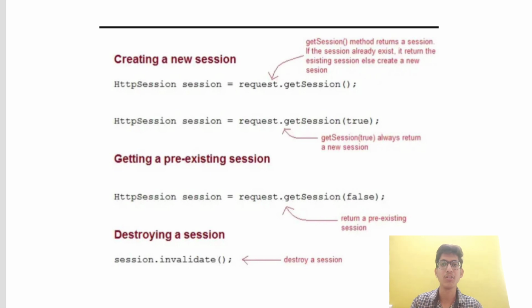If there is a session already existing, it will return that existing session, otherwise it will create a new session for you. If you want to get a new session, you have to just pass true into the getSession method, and if you want a pre-existing session, we have to pass false in the getSession method. There is also a method invalidate which is used to destroy this session.